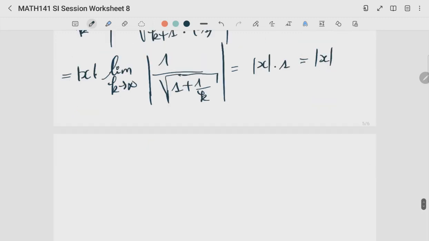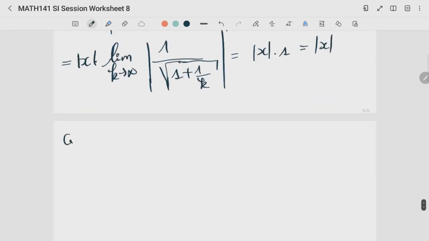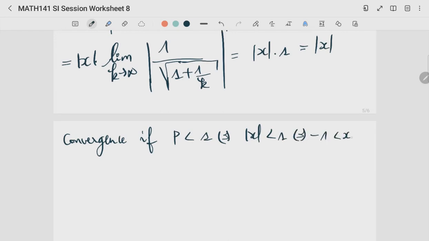which is just equal to the absolute value of x. And we know that the rule for the convergence here is that p has to be less than 1, meaning that the absolute value of x has to be less than 1, meaning that x has to be between -1 and 1. So that is our interval of convergence.